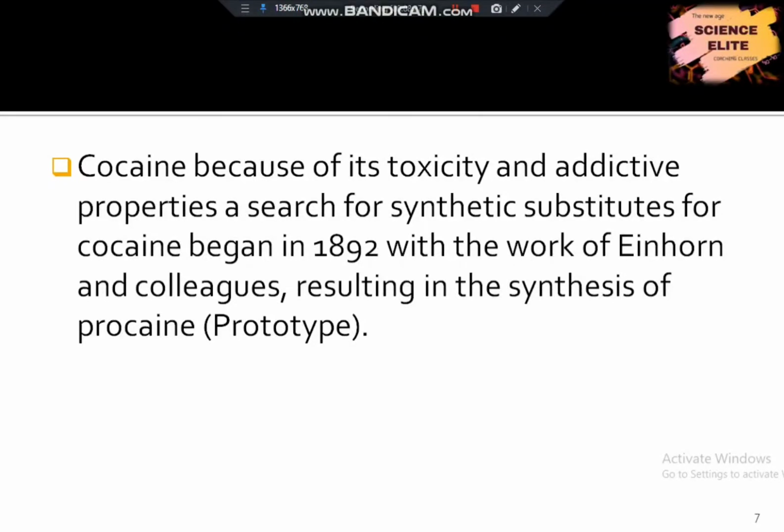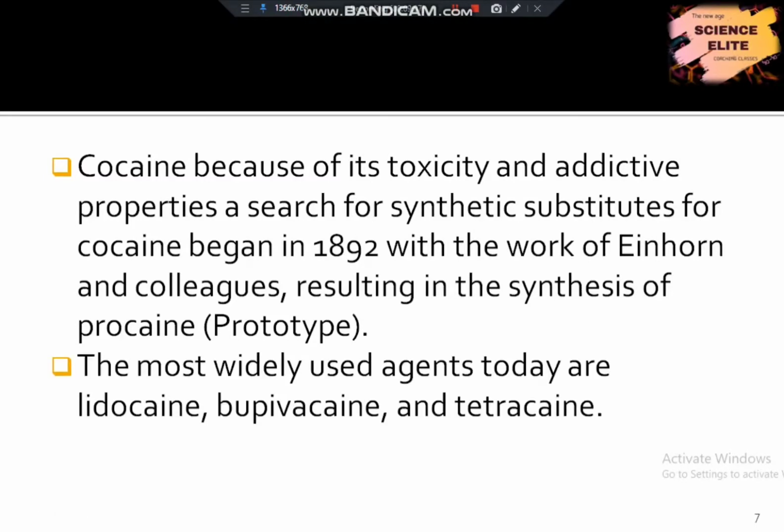Next is cocaine. Because of its toxicity and addictive properties, we all know that cocaine has a lot of toxicity and is addictive, so substitutes for cocaine were developed just to reduce its toxicity. Then procaine, a prototype, was formed by Einhorn and his colleagues in 1892, and the prototype known as procaine was isolated. The most widely used agents in today's practice for different types of surgeries are lidocaine, bupivacaine, and tetracaine. These are less toxic compared to cocaine and have wide uses nowadays. Almost every surgery uses lidocaine, and many others have been discovered which are widely used all over the world.